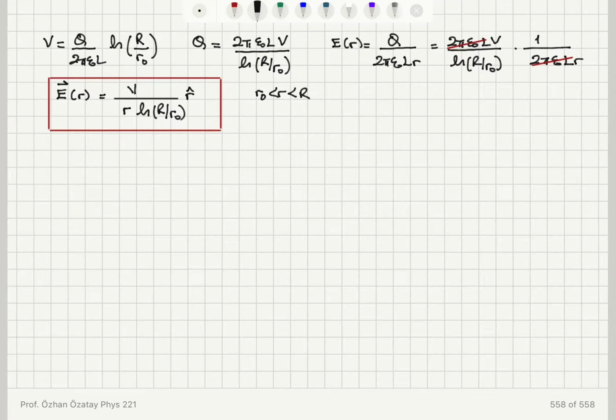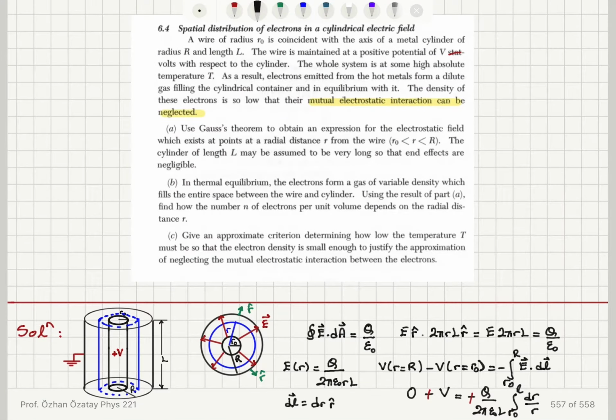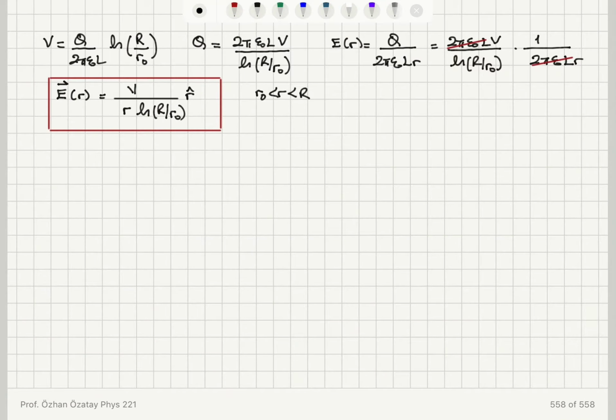Now in part B, in thermal equilibrium, the electrons form a gas of variable density which fills the entire space between the wire and the cylinder. So the electrons are boiling off from the metal inside, and they're filling the space between the cylinder and the wire. So using the results of part A, find how the number of electrons per unit volume depends on the radial distance r.